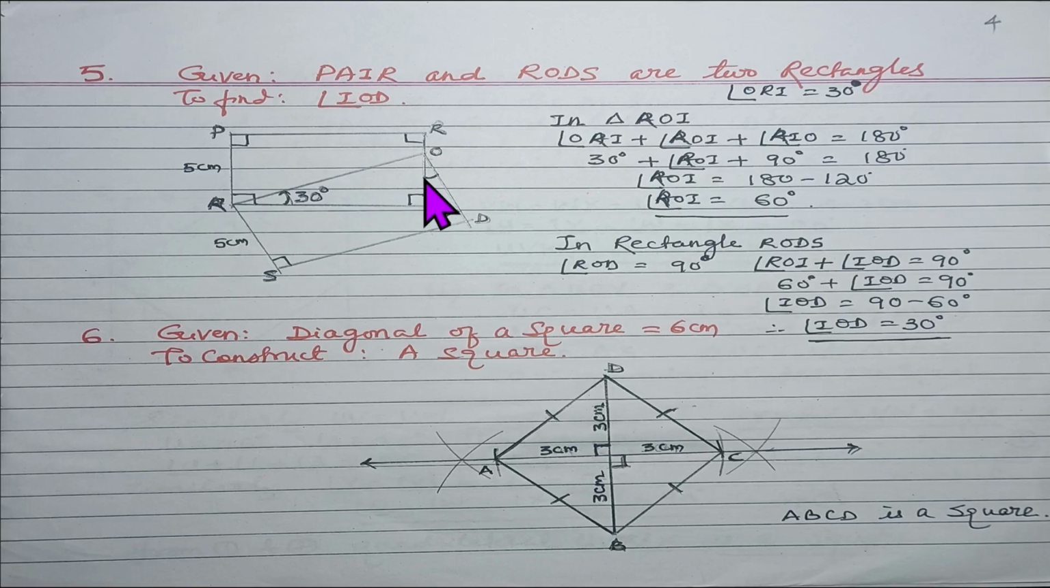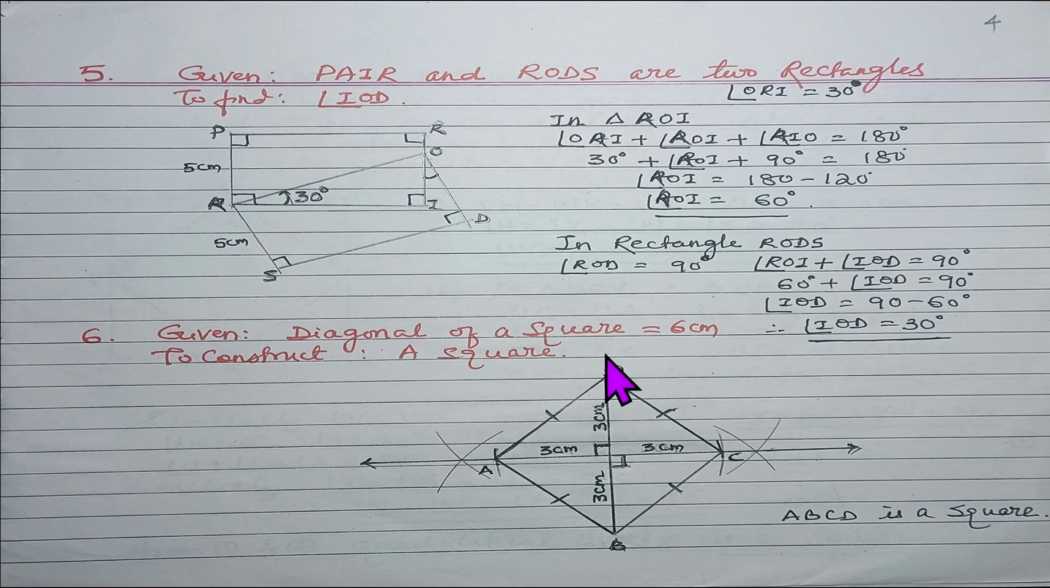Now, if you take the triangle ROI, one angle is 30 degrees here, that is ORI is 30, and OIR is 90 degrees. So, 30 plus 90 is 120, and therefore the angle ROI is 60 degrees. Now, if you take the rectangle RODS, then angle ROD is 90. ROD is 90 definitely, and we have got ROI is 60 degrees, so 90 minus 60 becomes 30. Therefore, angle IOD is 30 degrees, a simple example.